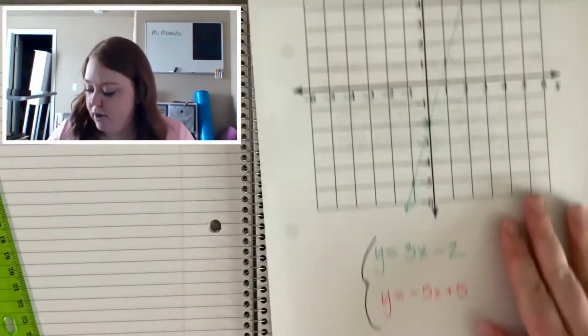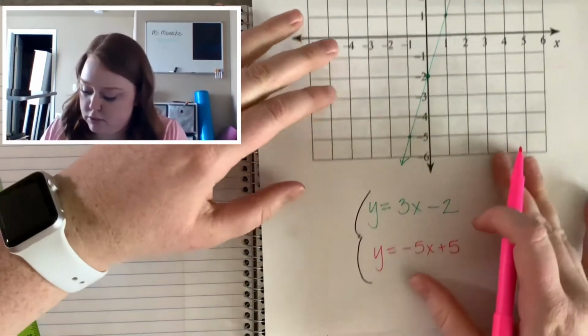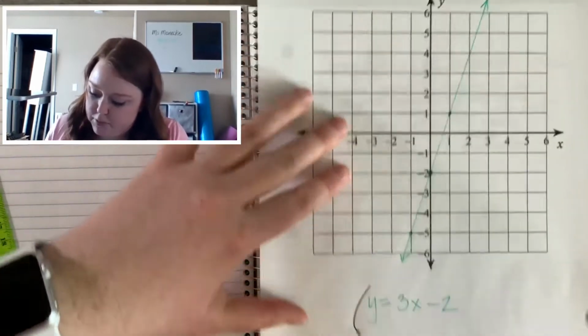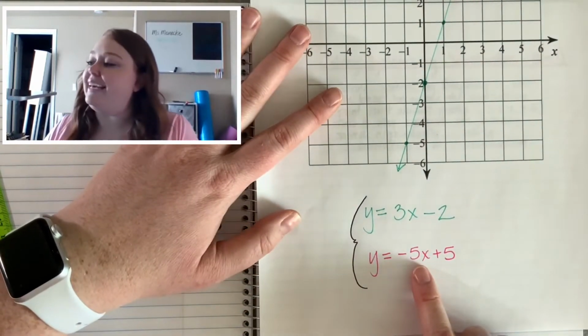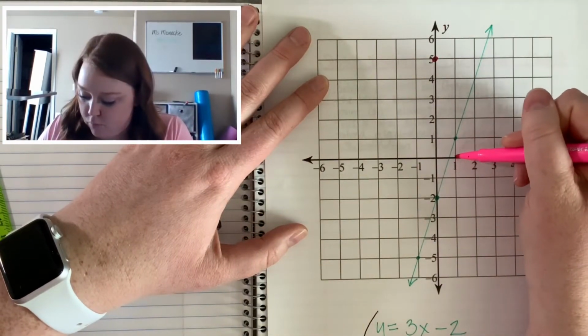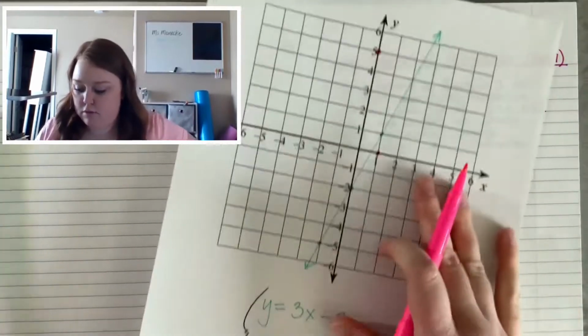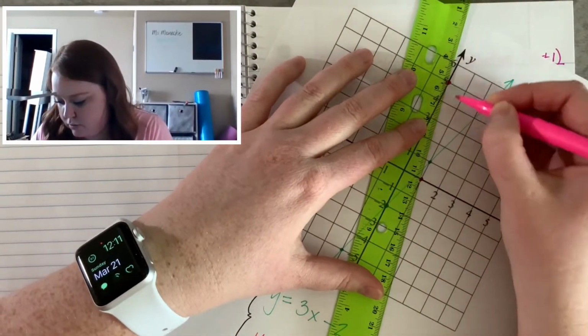Now I'm going to take this other equation in the system and graph that. The intercept is at +5 on the y-axis. The slope is -5, so I'm going to go down 5, right 1. Connect those two points.